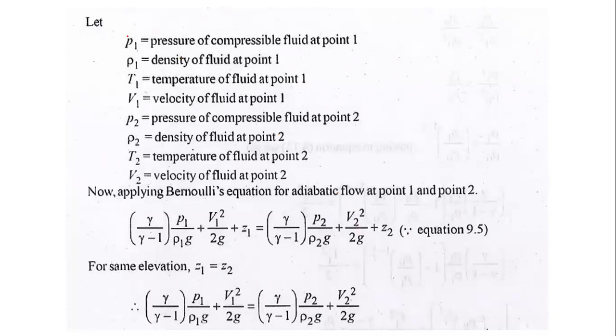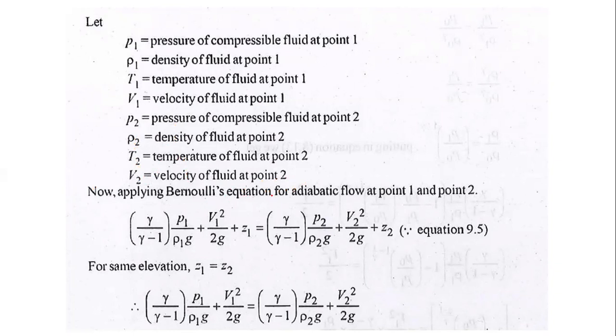Let us consider P1 is the pressure of the compressible fluid at point 1, rho 1 is the density, T1 is the temperature, and V1 is the velocity of the fluid at point 1. Similarly, P2, rho 2, T2 and V2 are the pressure, density, temperature and velocity at point 2.